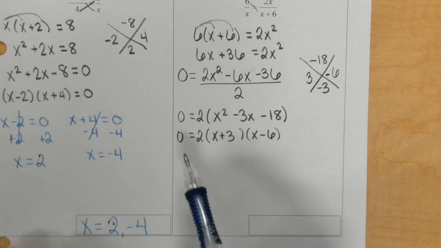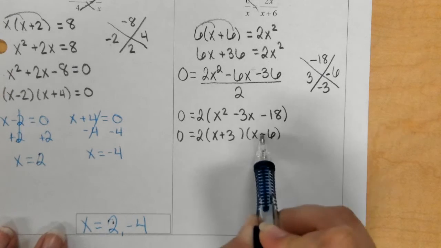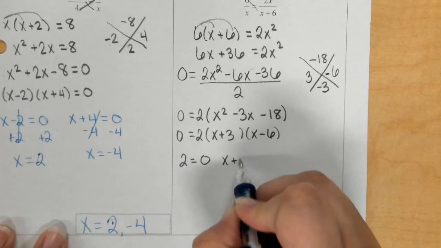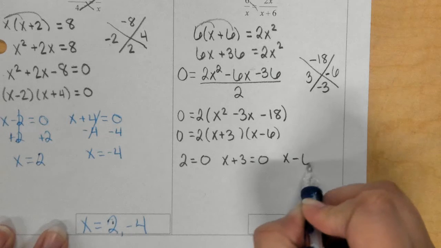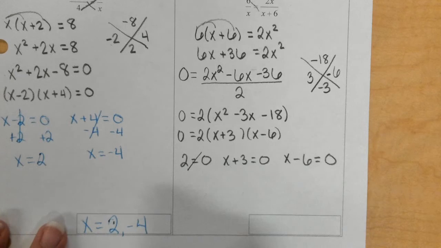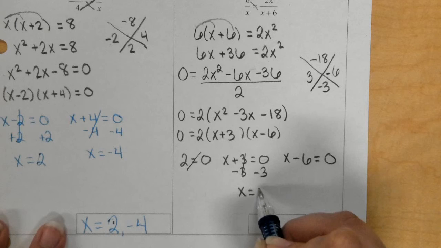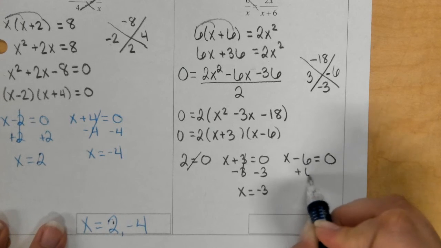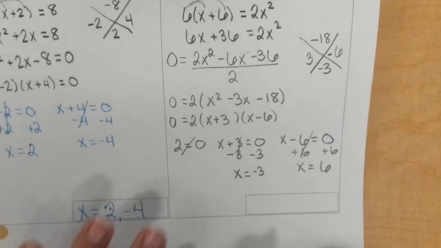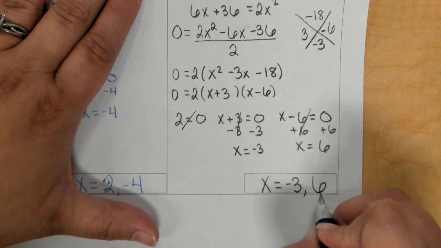So now when we do a problem with the GCF equals to 0, you set each part of this equal to 0. So you would say 2 equals 0, x plus 3 equals 0, and x minus 6 equals 0. This is obviously not true. 2 cannot equal 0. So that's false. Then I could solve for x here by subtracting 3 and getting negative 3. I could add 6 here and get that x is 6. So my two solutions would be negative 3 and 6.